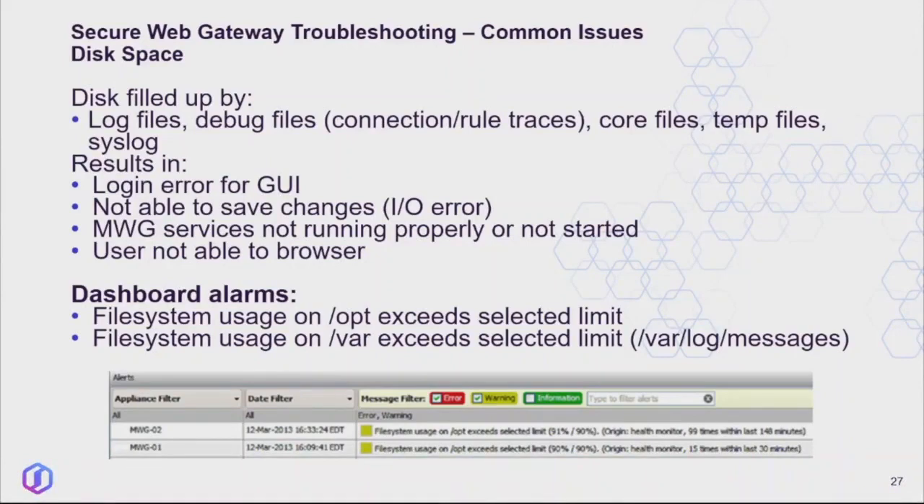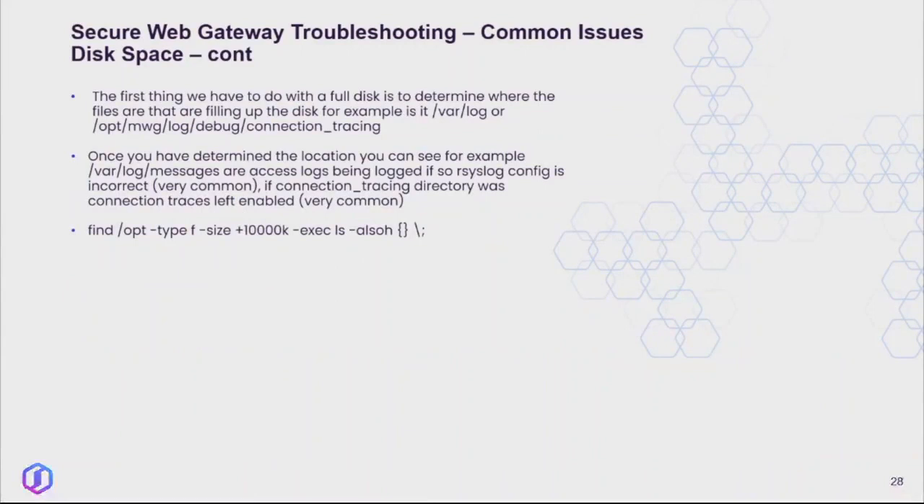Dashboard alarms are printed on the dashboard, as you can see here: /opt exceeded, /var exceeded. The first thing you should be doing is try to determine where are the files. What are the files being filled up? Because if it's in /var/log or /opt/mwg/log/debug/connection tracing, then that's going to help you determine what the cause of the problem is.